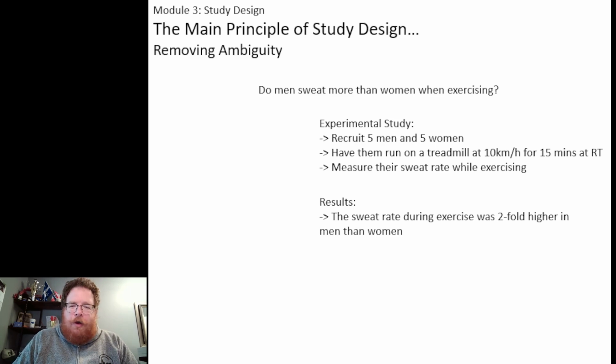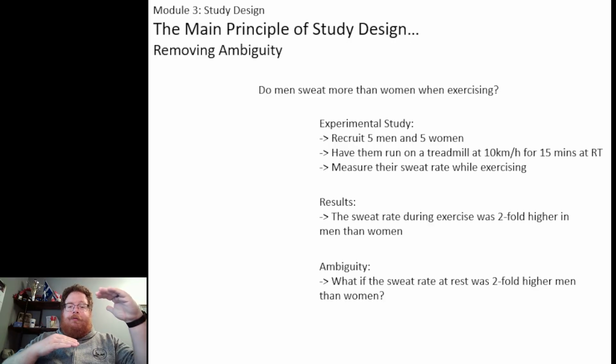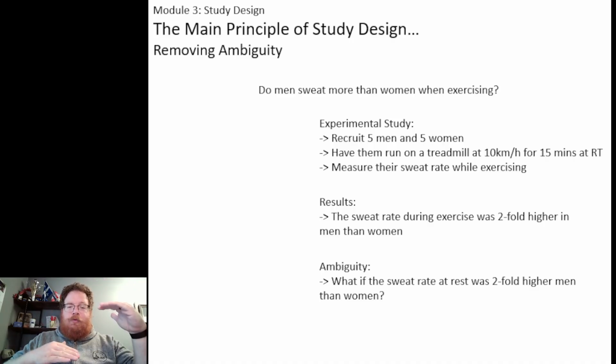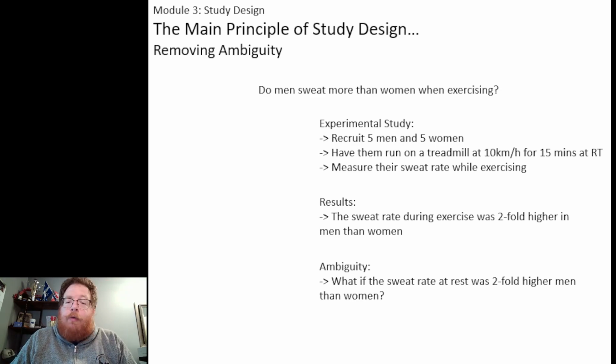Wrong. Hopefully you're sitting there thinking, no, there's definitely ambiguity in this study. And the major ambiguity I can think of, at least, is, what if the sweat rate of men was 2-fold higher than women even while they were at rest? Let's imagine that at rest, men have a 2-fold higher sweat rate than women. Then, even if the additional sweating due to exercise were the same in both men and women, the men might still have 2-fold higher exercise sweat rates than the women. Not because of differences in how they sweat in response to exercise, but because of that initial resting rate of sweat production.